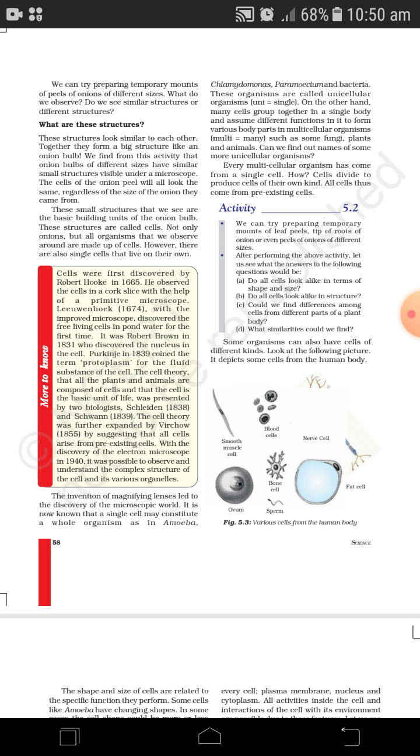Everybody looks under the microscope at the onion. We all see the same cells regardless of the size. The small structures that we see are the basic building units of the onion bulb. These structures are called cells. That is the definition of cell. Not only onions, but all organisms that we observe around us are made up of cells. However, there are also single cells that live on their own.